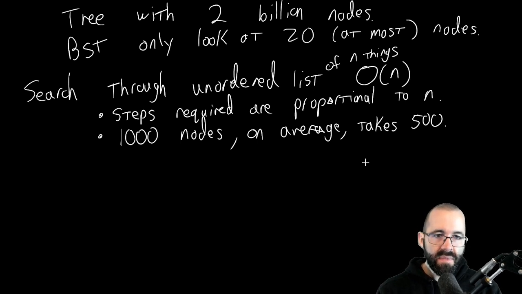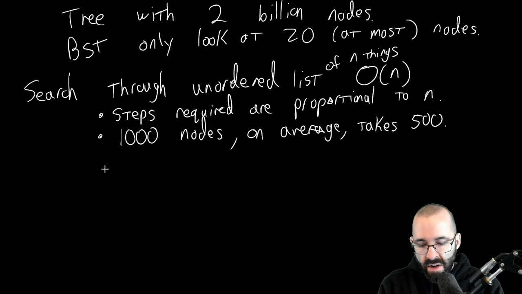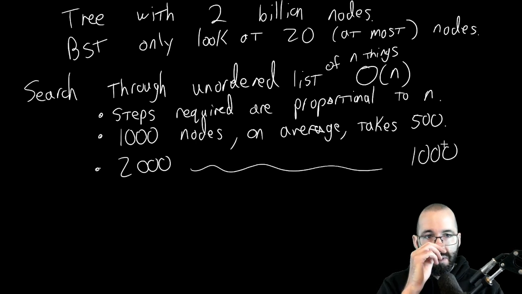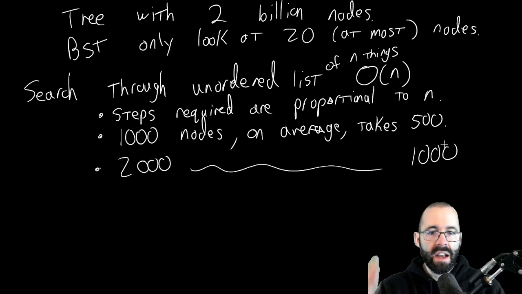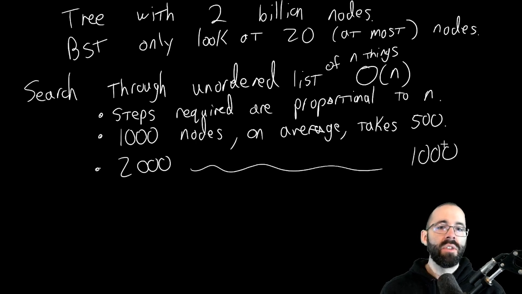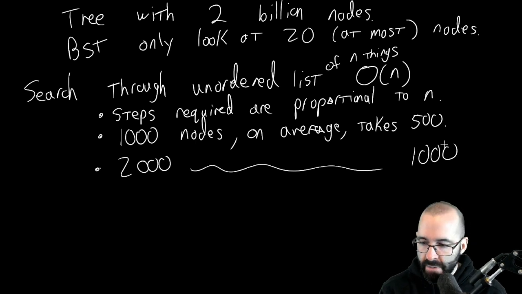It's not saying it's going to take 1,000 steps, but it's proportional. If we doubled that, 2,000 nodes, it would also double. That's the idea about big O of n. If it triples, the steps would triple. If the number of nodes quadruples, the steps quadruple. Big O of n means it's always just proportional to how many things you have in there.